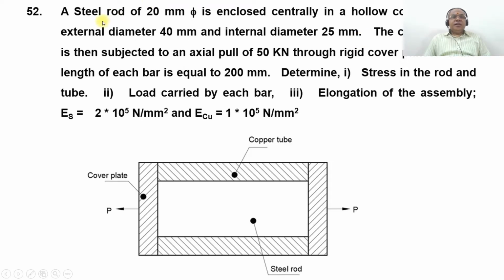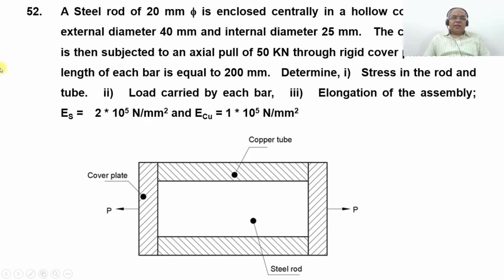So a steel rod of 20 mm diameter is enclosed centrally, in the center of the hollow copper tube having external diameter. This outer line and this outer line give the dimension of diameter 40, and the internal diameter is 25 mm. So between these two, the diameter is going to be 25.